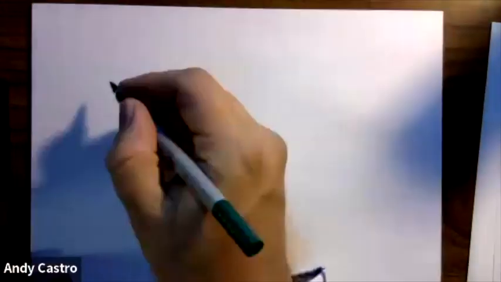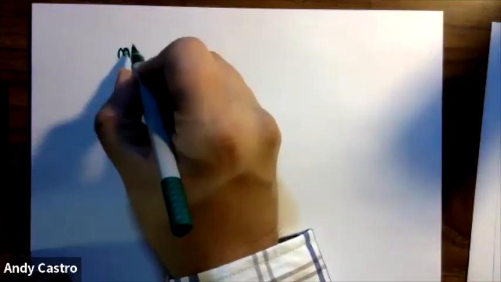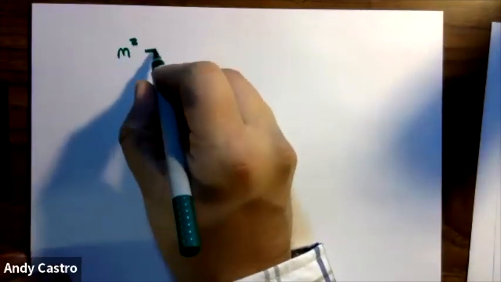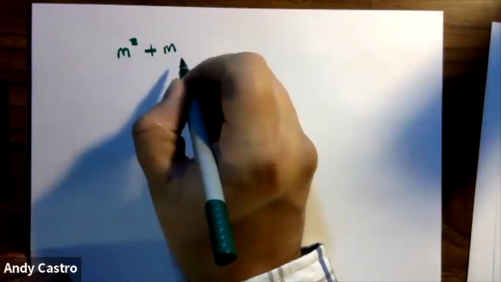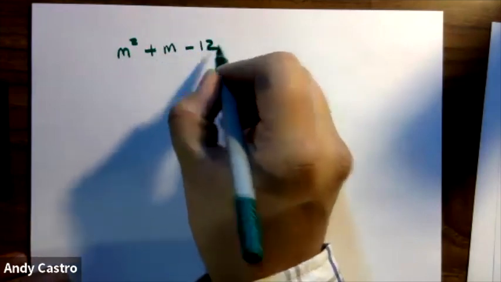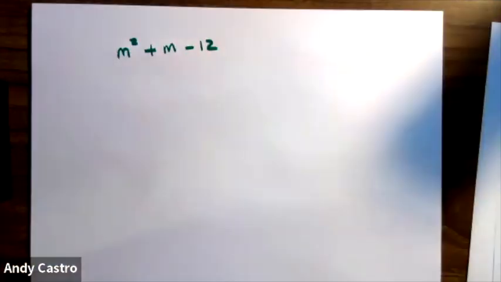We are cruising. Let's do another one. All right, let's do m squared plus m minus 12. M squared plus m minus 12.